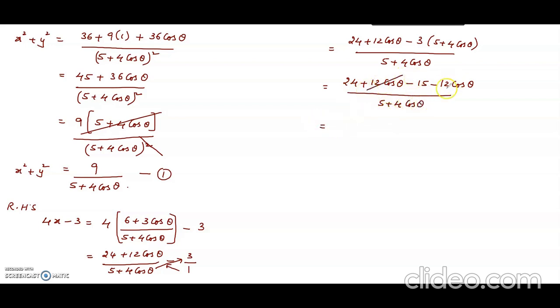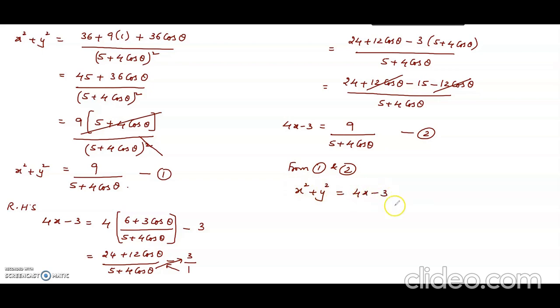So plus 12 cos theta minus 12 cos theta we can cancel. 24 minus 15 is 9. 9 by 5 plus 4 cos theta. This is the value of 4x minus 3. Let us take this as equation 2. Hence, from equation 1 and 2, we can say that x square plus y square and 4x minus 3 both have the same value, so they are equal.